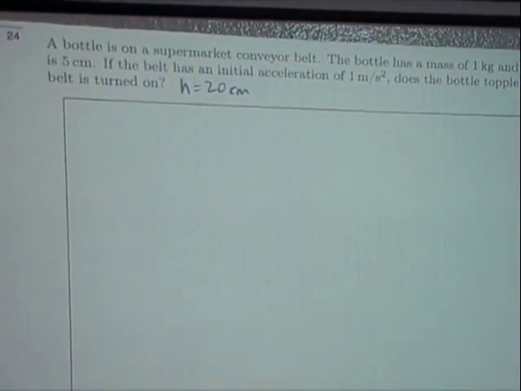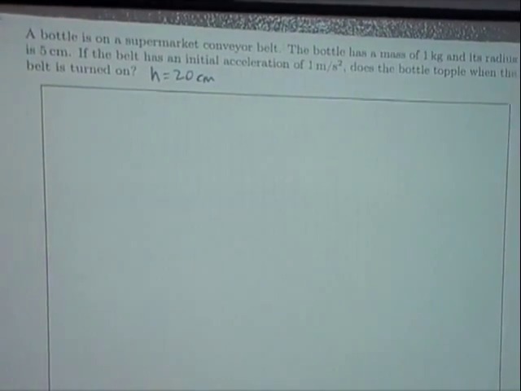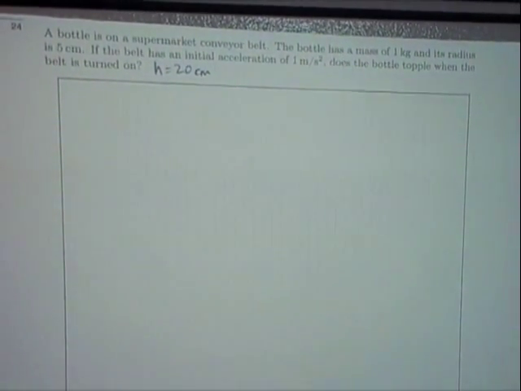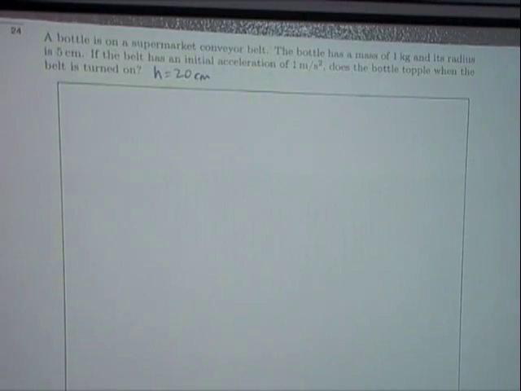Well, here we've got a bottle, the supermarket conveyor belt. It's got a mass of 1 kilogram, okay? And the radius of the bottom of the bottle is 5 centimeters, so the diameter of it is obviously 10. And we're making the assumption that the belt has an acceleration of 1 meter per second squared. So the moment the person picks up the last item on the conveyor belt, it starts moving, and we're assuming that it accelerates at 1 meter per second squared. Does the bottle topple when the belt is turned on?